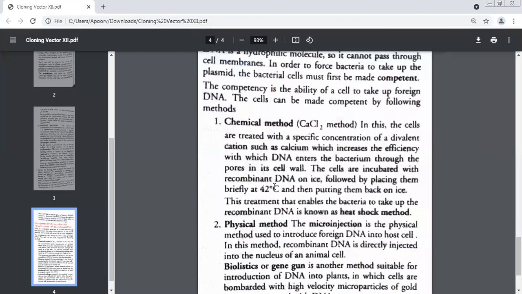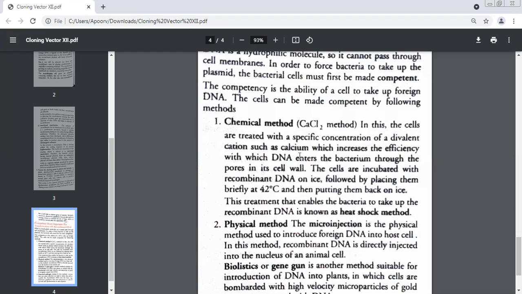There are three ways which help you to make your host competent. The first is the chemical method. In this, you take the cells and you treat them with divalent cations. Divalent cations means positively charged ions which have a valency of 2, for example, calcium. This will increase the efficiency with which DNA enters the bacterium through the pores in the cell wall. The pores will open up a little more, they'll broaden up and the DNA will be able to enter.